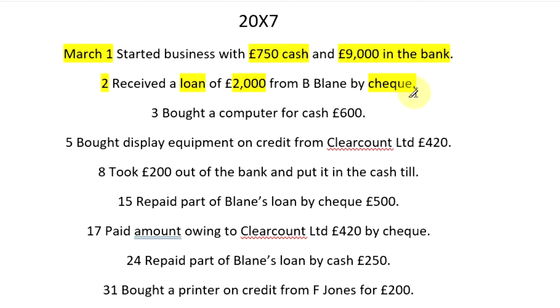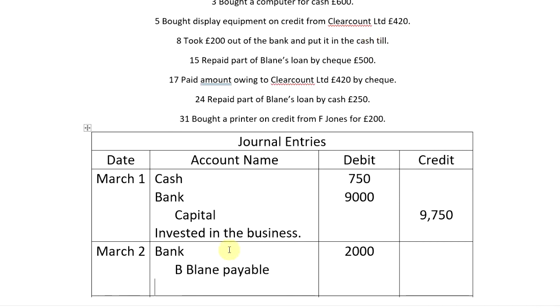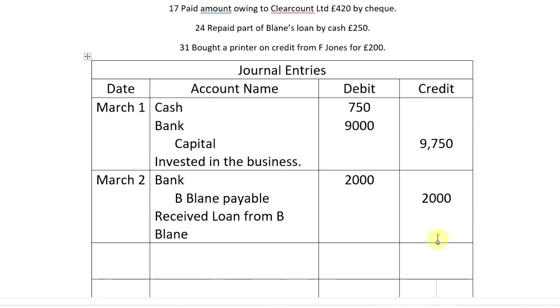So, it goes to the bank. The two accounts being affected by this transaction are bank and B. Blaine payable. We achieved something in the bank. So 2,000 in the bank. Bank is our debit. We achieved it through B. Blaine payable. So B. Blaine payable is our credit. March 2, bank 2,000, B. Blaine payable 2,000. Now we will write the description of the transaction. Received loan from B. Blaine. That's our description. Description is totally up to you what you want to write.